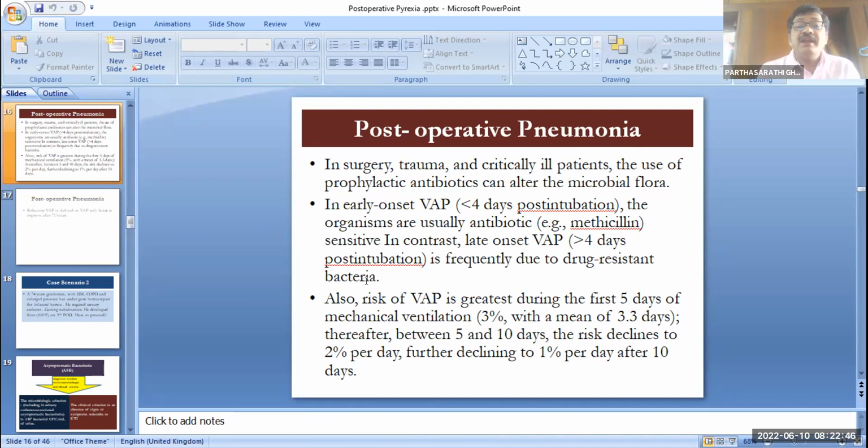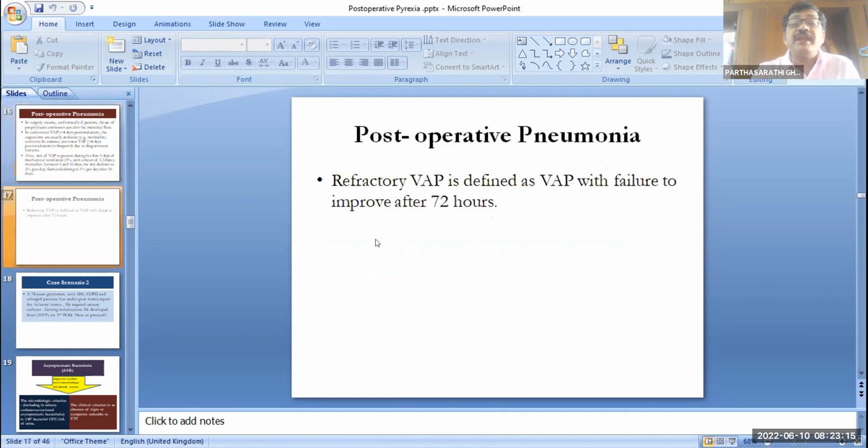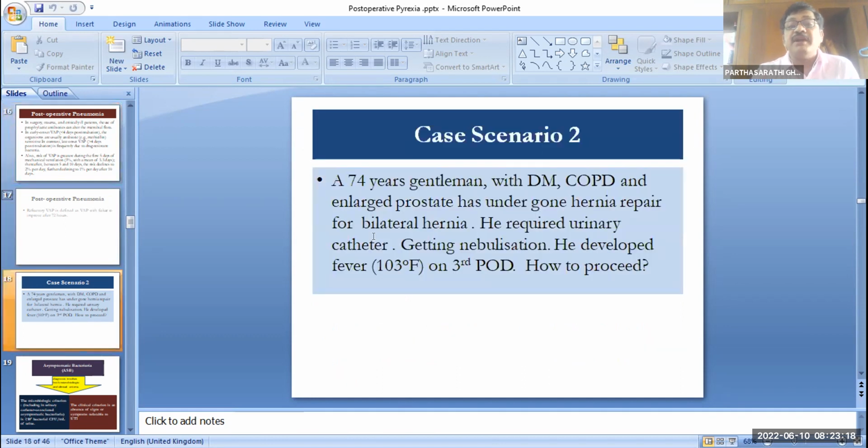But remember, in early onset VAP, which is less than 4 days of post-intubation, you are safe. Actually, the organisms are usually antibiotic sensitive. But if the VAP develops in the later stage, they are mostly caused by drug-resistant bacteria. And if the VAP develops in the first 5 days of mechanical ventilation, that you have to keep in your mind. So, with the idea of gram-negative organism, you need to remember that you need to advise what antibiotic you are going to give. Now, let us come to the case scenario 2.